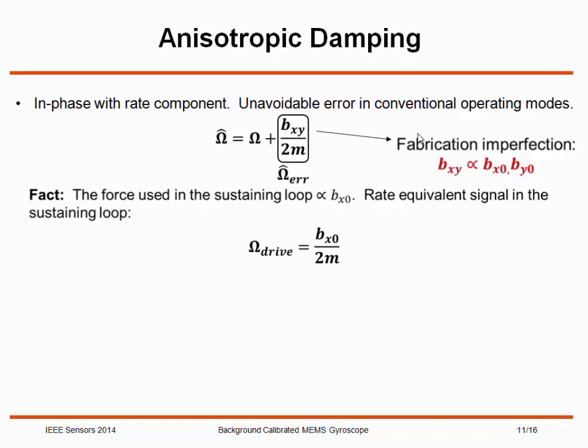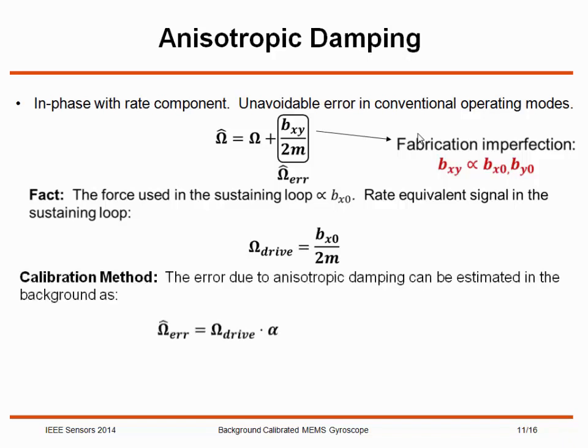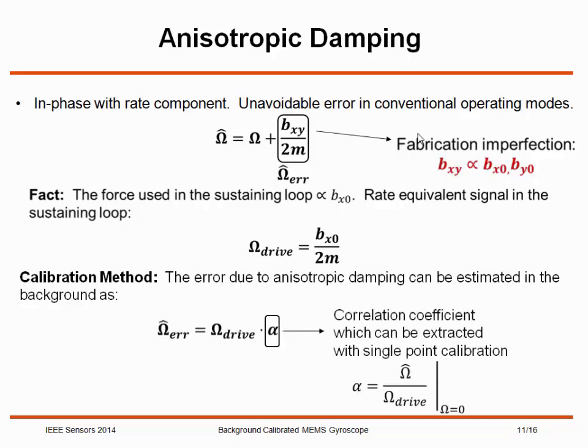And when you get the rate equivalent signal of this force, as you will see, it is very similar to your main signal, this anisotropic error. So if you know the correlation between this anisotropic error and isotropic error, you can easily compensate this error in the background. So the question is, what is this alpha coefficient? What is this correlation? You can easily calibrate this with a single point calibration before you run your operation or during the fabrication procedure, because it is just set by the ratio between this zero rate output and this omega drive. So this method will suppress the anisotropic damping.